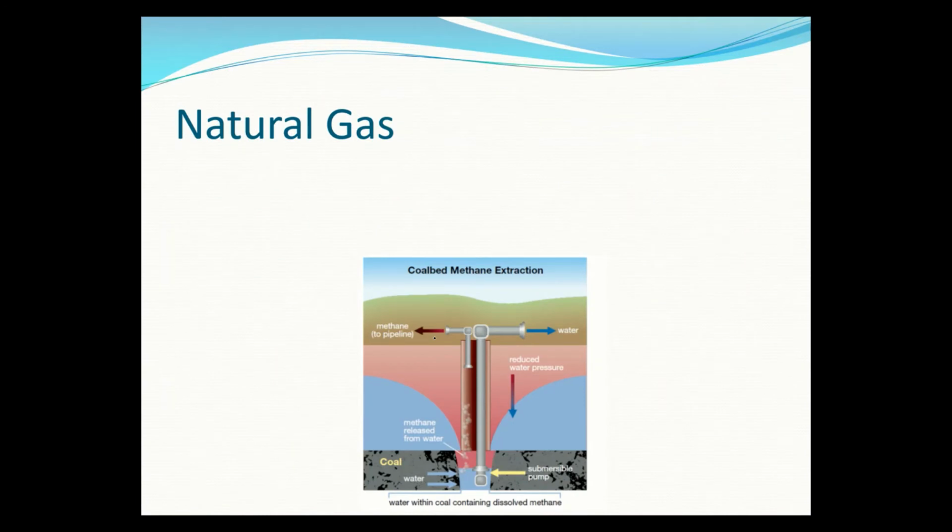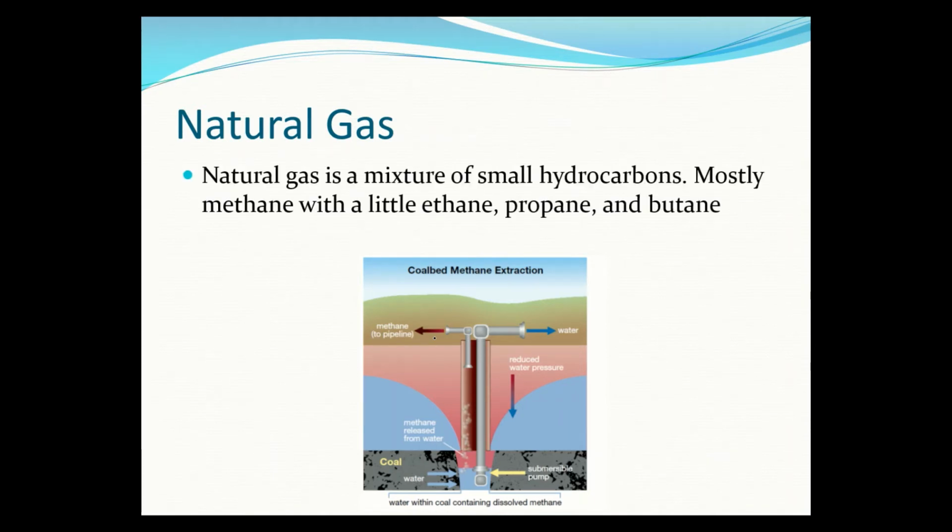So the last type of fossil fuel is gas. Natural gas is the most common one. Natural gas is a mixture of small hydrocarbons. It's mostly methane. CH4 is methane, and you need to know that that is the main source of natural gas. I have it written there, with a little ethane, propane, and butane, but it's mostly methane.